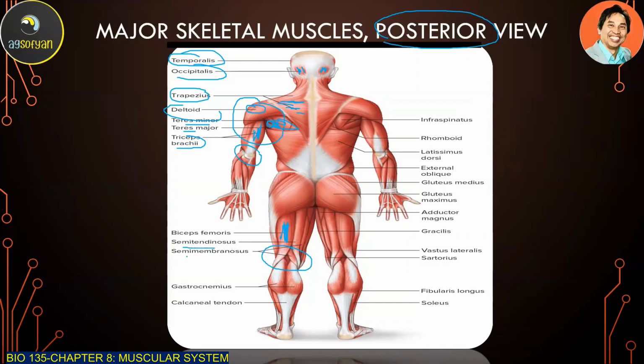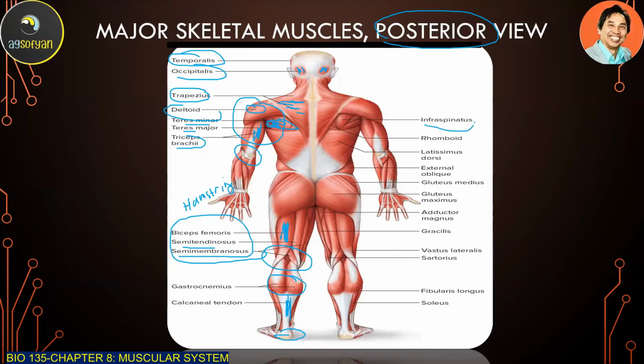It consists of semitendinosus, semimembranosus. So all of these muscles are actually part of a group of muscles. It's called the hamstring muscles. And then gastrocnemius, we already mentioned that. And calcaneal tendon, this is the tendon, the actual connective tissue that connects this gastrocnemius with the calcaneus bone, the heel bone.